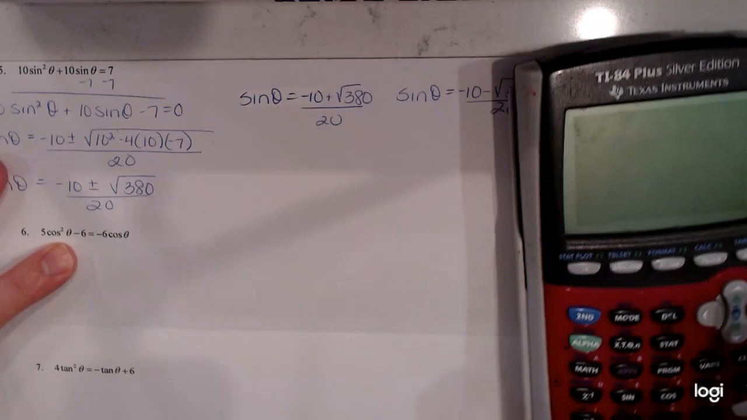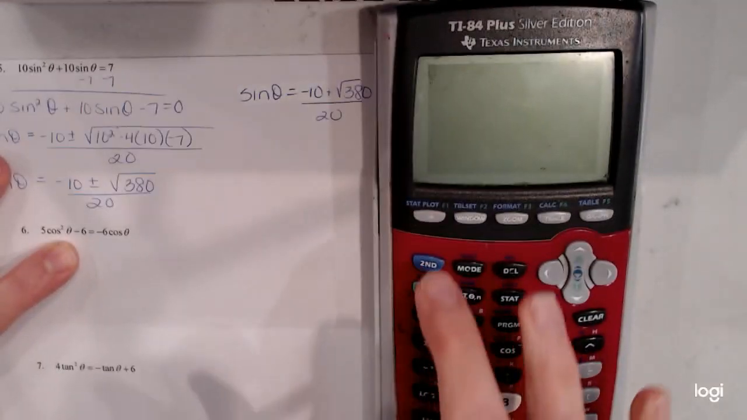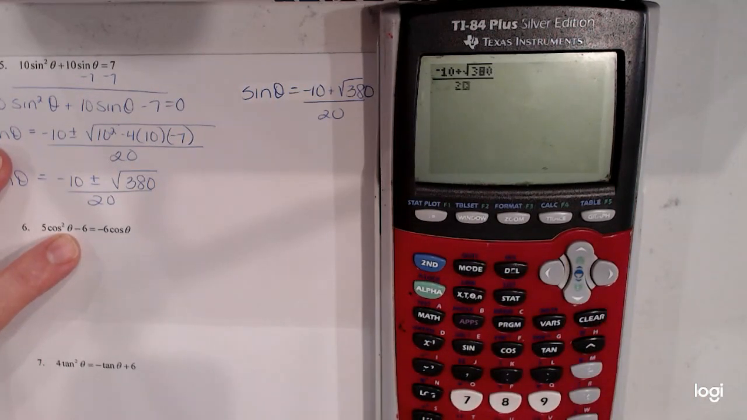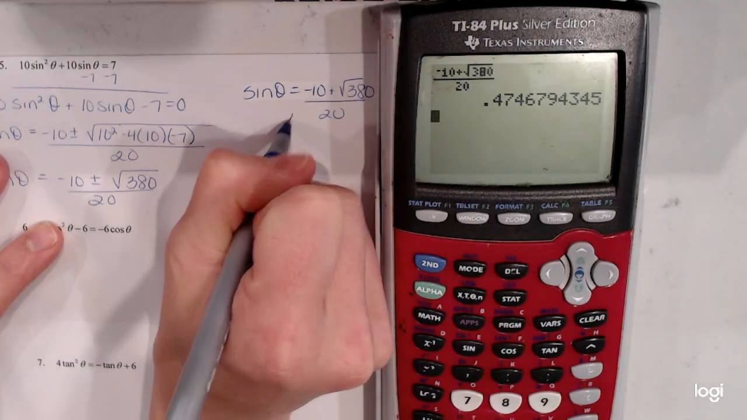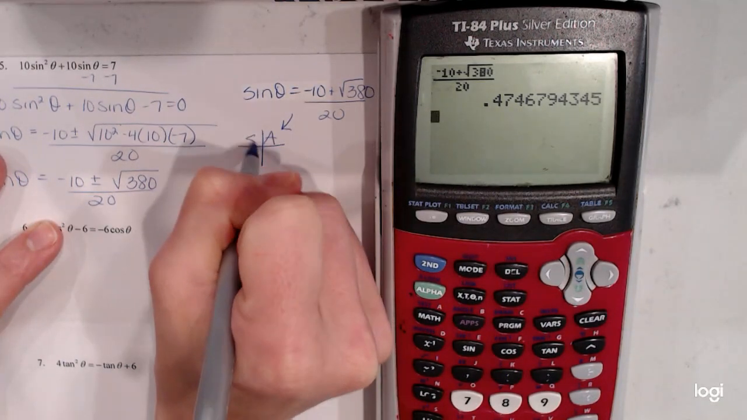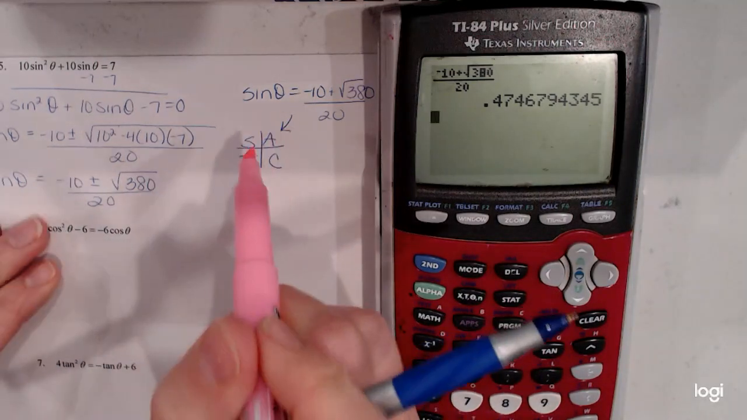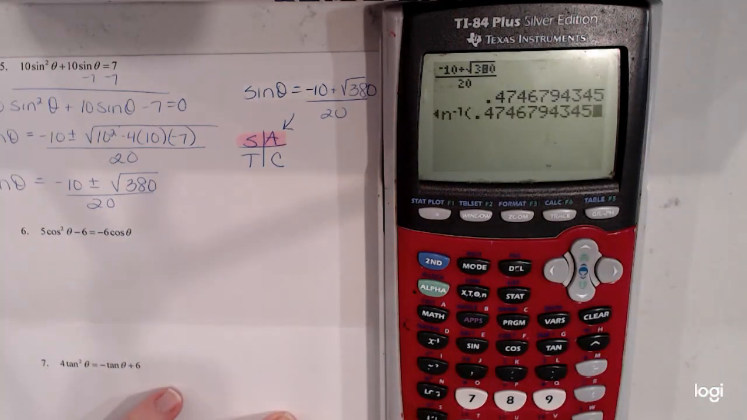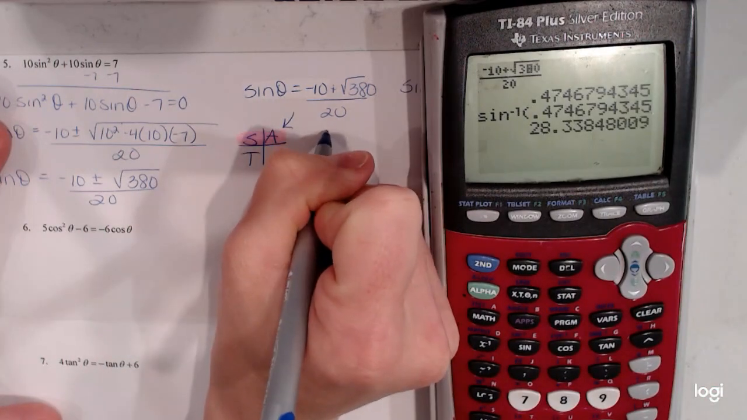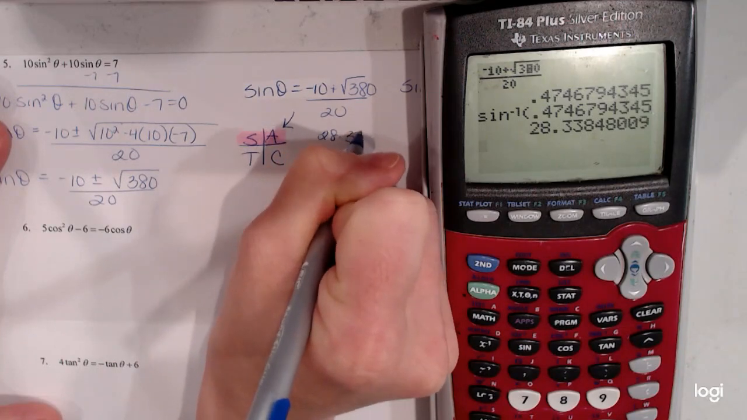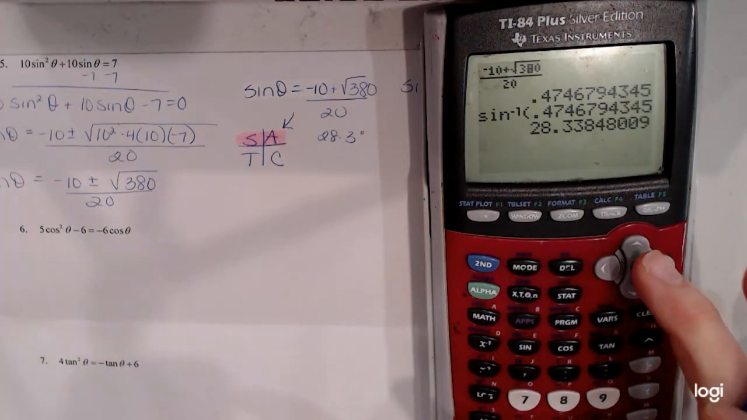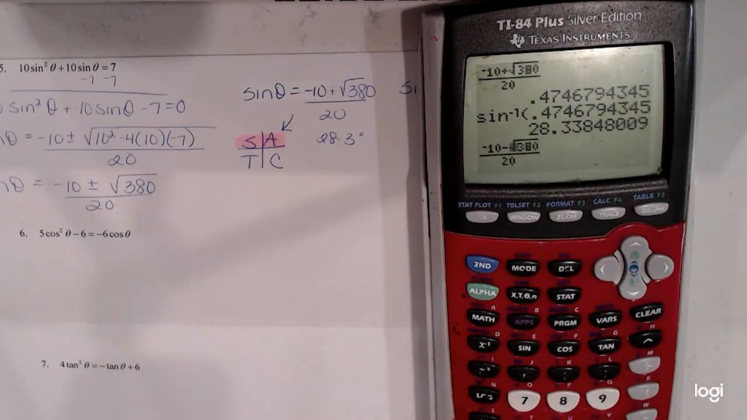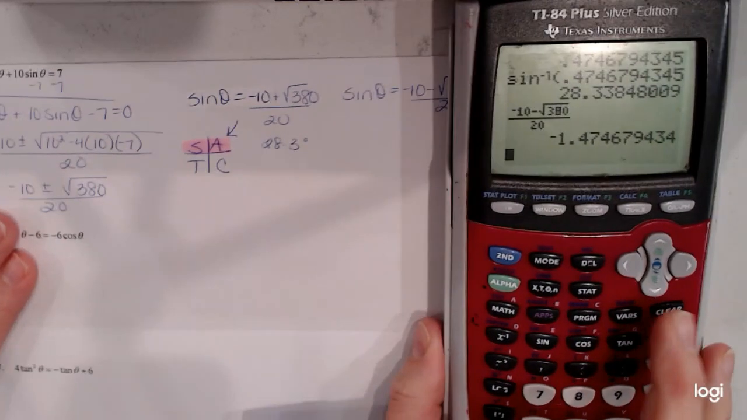Okay, I'm going to slide this over so we can see our calculator. So we have negative 10 plus the square root of 380 over 20. That's positive. So the sine function is positive in quadrants 1 and 2. Second sine of that decimal tells us our reference angle is 28.3 degrees. Coming back up and then just typing over it to make it a negative, we get negative 1.4.